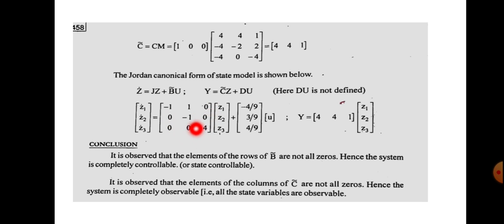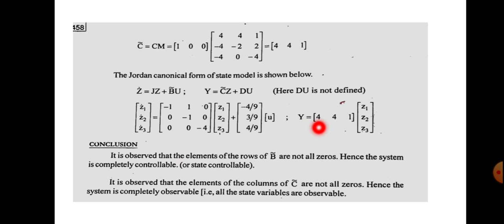That is the controllability test. Here you know that there is no all zero row. All rows will have some numbers. So you can directly say that this is controllable. So it is observed that the elements of the rows of B are not all zeros, hence the system is completely controllable. Next, by using the Gilbert's test, you can check the observability.